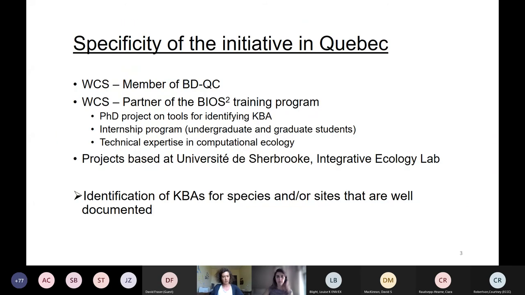So as I mentioned, WCS and the KBA project is a member of that BDQC network. It is also a partner of the BIOS2 training program in numerical ecology that focuses on training undergraduate and graduate students about novel technologies in data science applied to biodiversity science. So through that training program, there is an ongoing PhD project on tools for identifying KBAs. There are also internships for undergraduate and graduate students. And with the pool of fellows that are in this program, we have a very nice technical expertise in computational ecology that we can use for the KBA project.